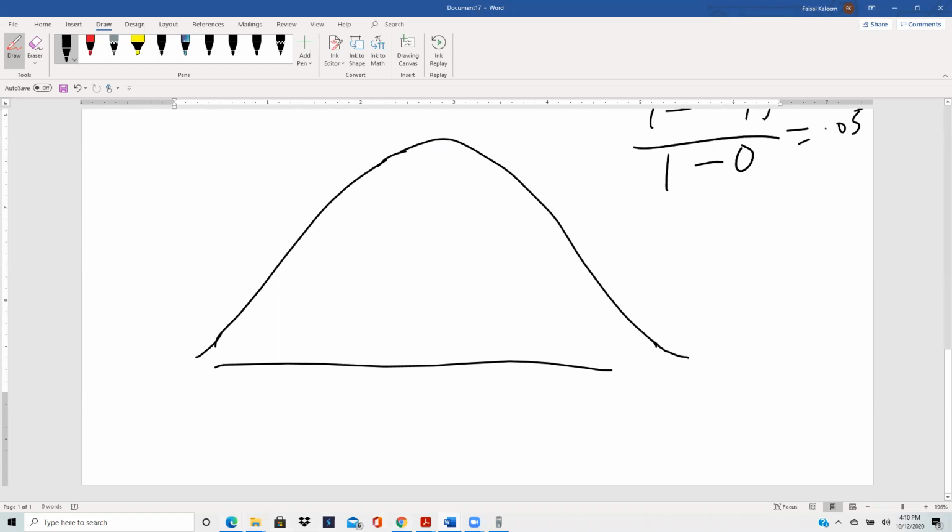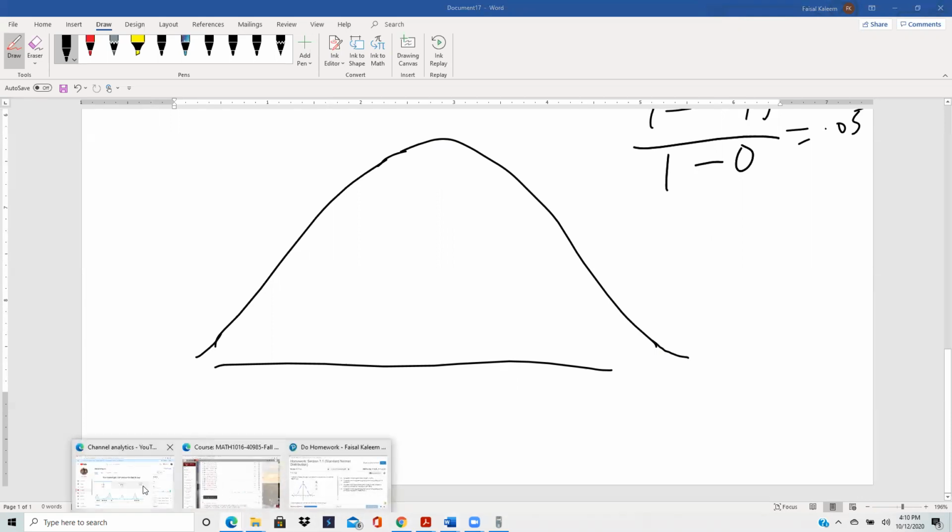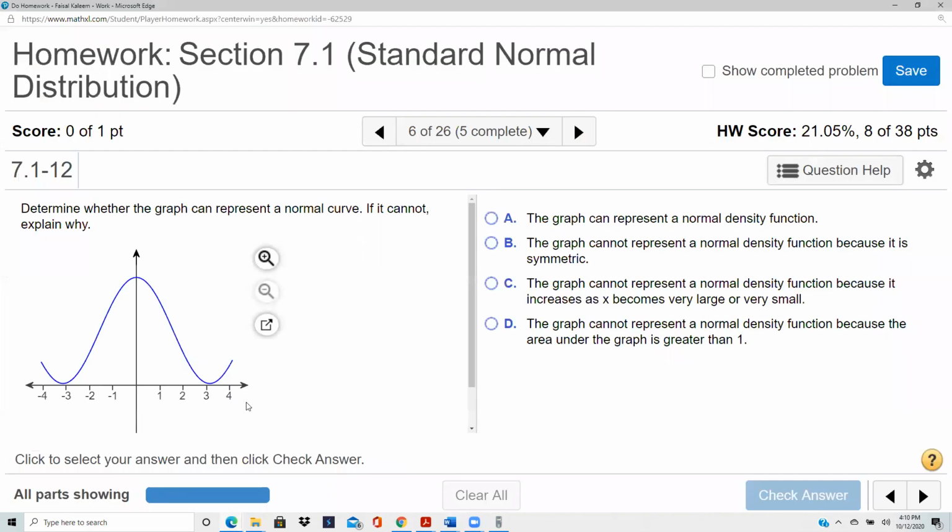So the picture shown is not a normal curve, because here after going down, it's coming back up again. And the same over here. So let's see which one captures it. No, it's not normal. Cannot represent a normal density function because it is symmetric? No, a normal curve is symmetric. So just because it's symmetric is not the reason why it's not normal. The reason it's not normal is that it's bouncing back up.